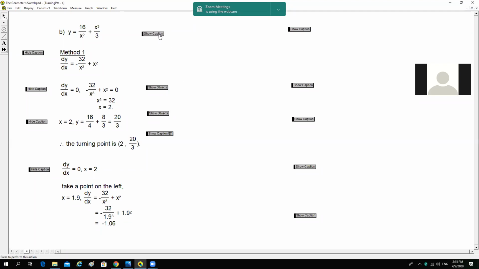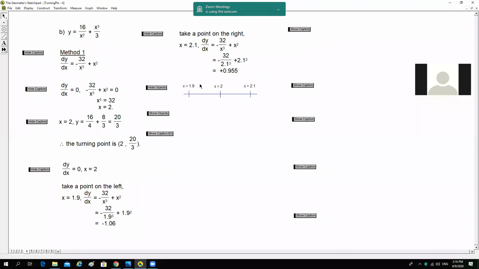Next, you have to take a point on the right hand side. The point is 2, so on the right hand side take 2.1. For 2.1, you find dy/dx, find the gradient. The gradient is a positive number. So what can you say?